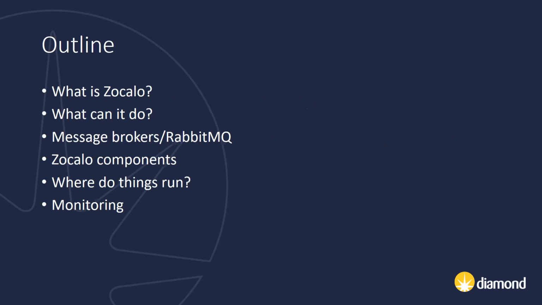Right, okay. So just to outline what I'm going to talk to you about, first I'll give a brief introduction to what is Zocalo and some examples of what it can do or what we use it for. And then I'll go into a bit more detail about some of the implementation details behind it and where the various components run. And then I'll briefly mention a bit about how we monitor what's going on as well.